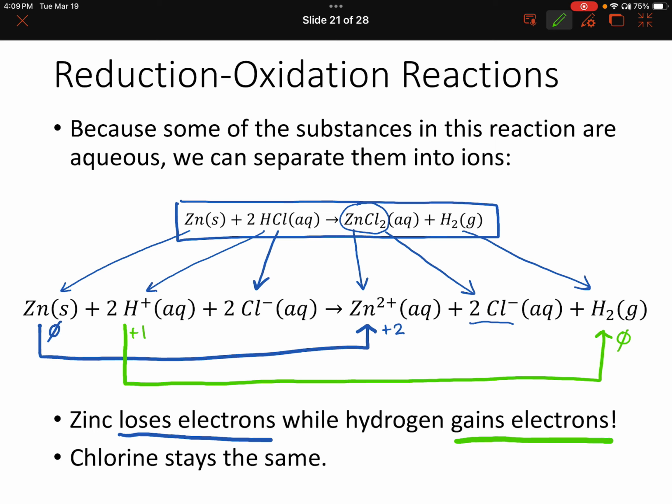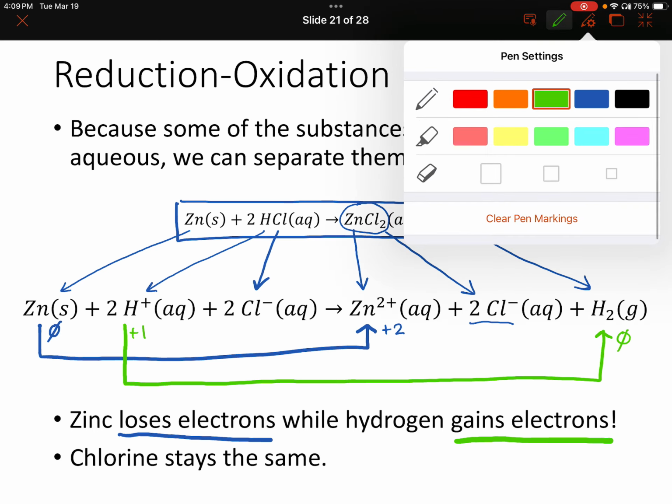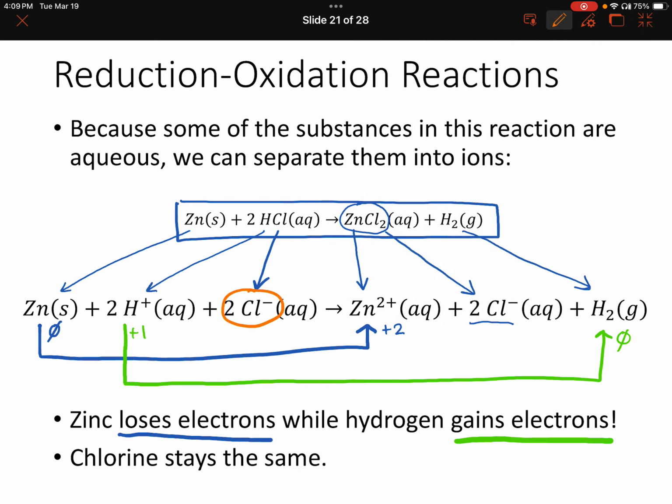Now chlorine just stays the same. Notice that for chlorine, we have a -1 charge in the reactants and in the products. So nothing happened to chlorine. Chlorine kept its extra electron to keep its -1 charge. However, zinc gave up its electrons to hydrogen. This is very characteristic of a reduction-oxidation reaction. We have a transfer of electrons.